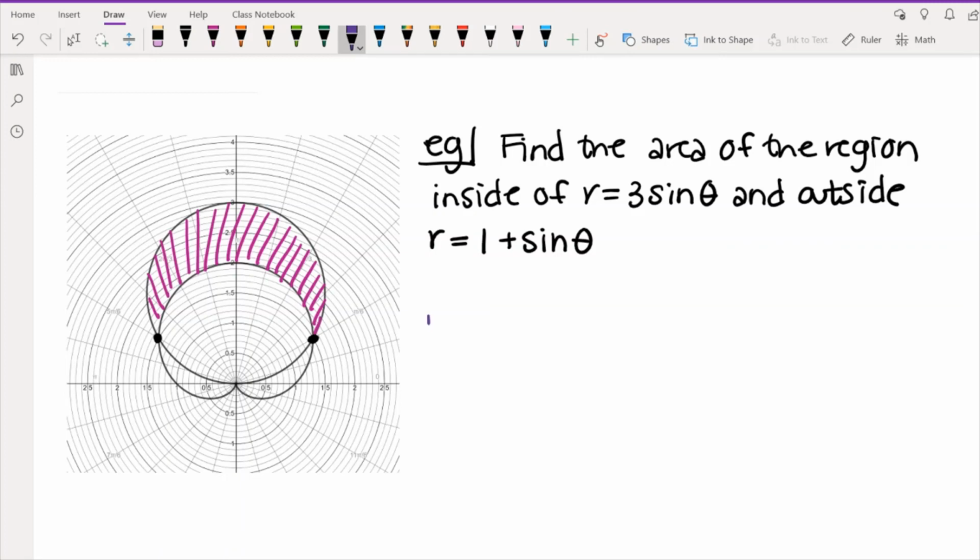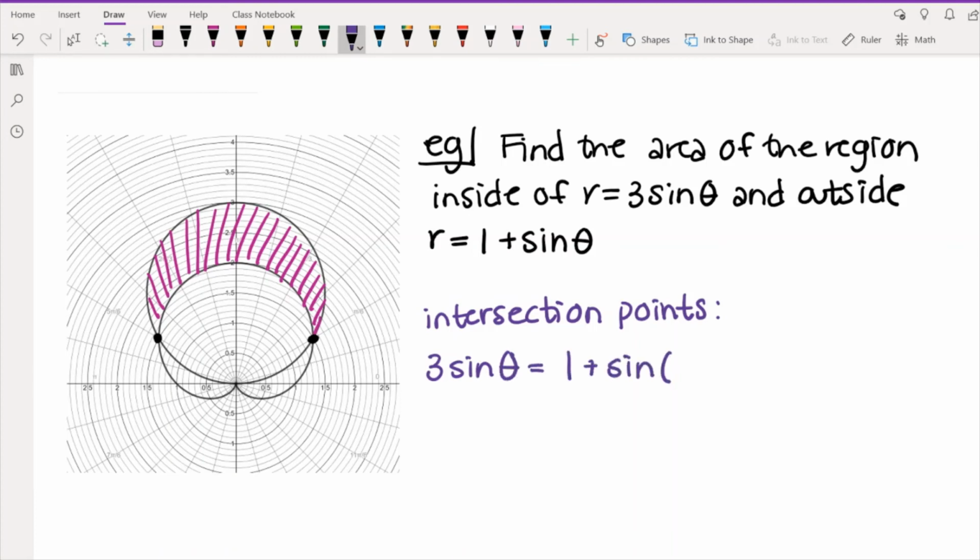So to find the intersection points, you could set 3 times sine of theta equal to 1 plus sine of theta. And then from here we can subtract sine of theta from both sides, so we get 2 times sine of theta is equal to 1.